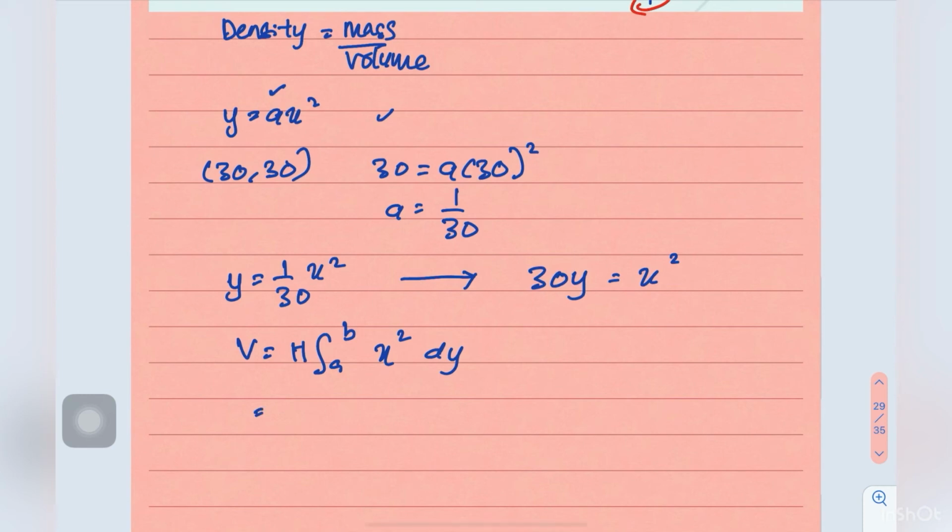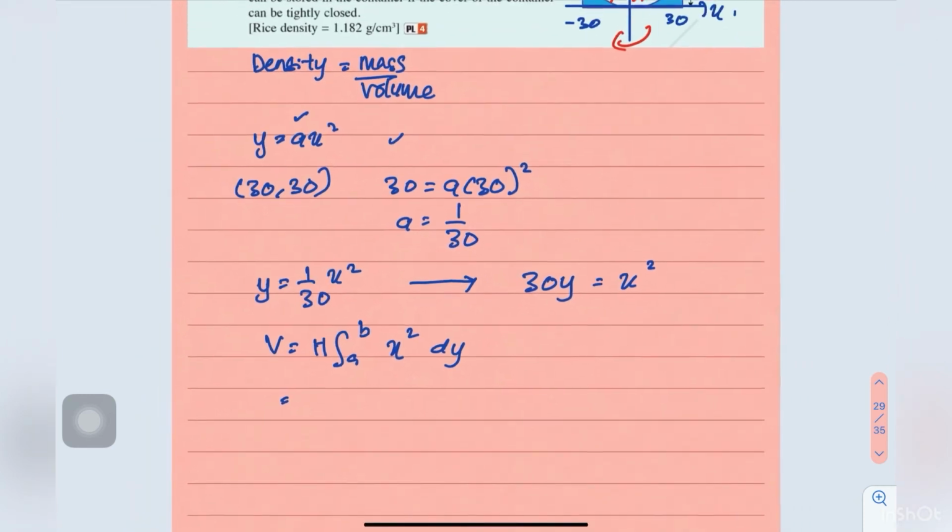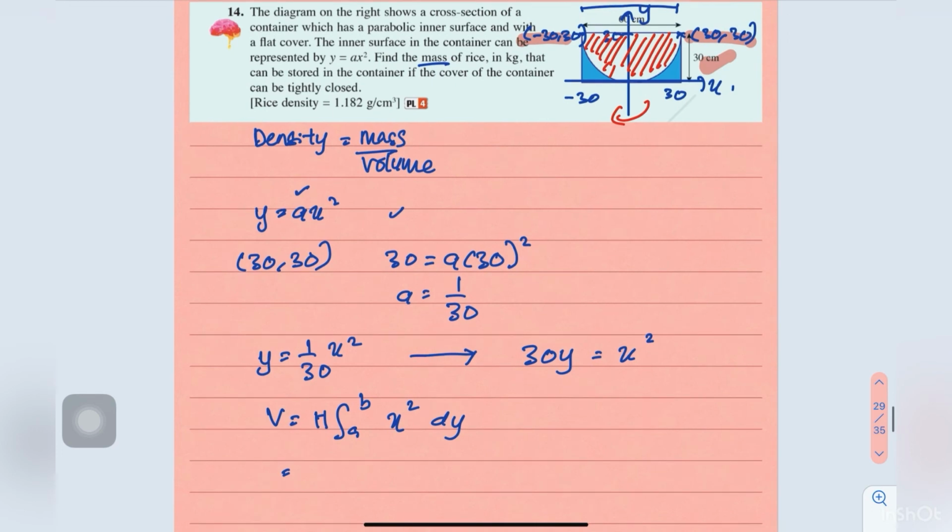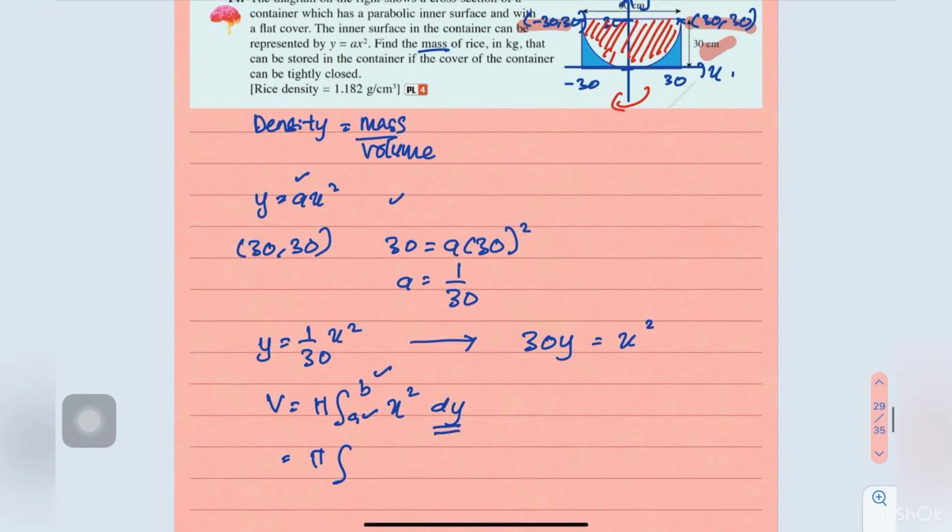Okay, so then look at the diagram. So you must substitute the upper limit and lower limit. Since the formula integrates with respect to y, a and b are values of y. So for this one, the lower limit is 0 and upper limit is 30. So 0, 30.